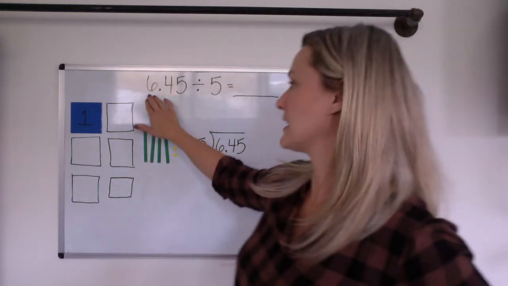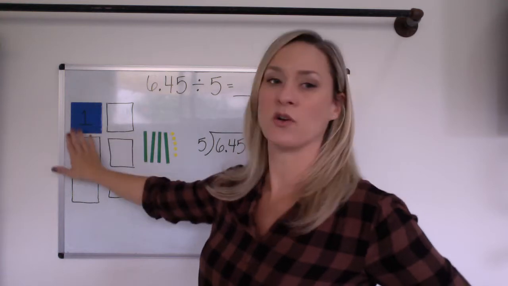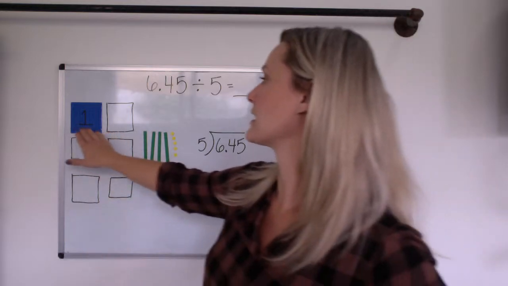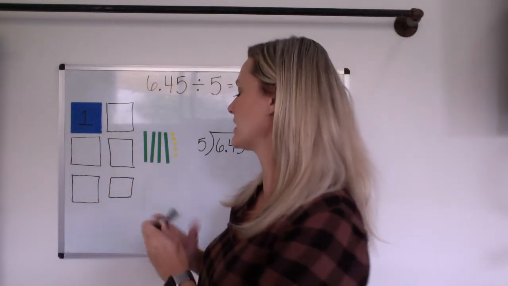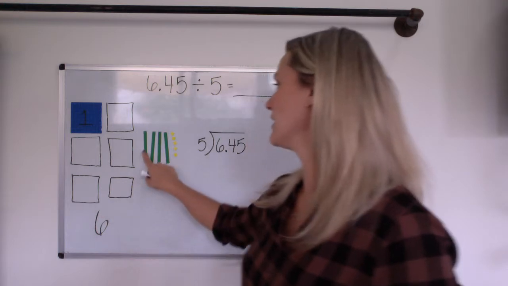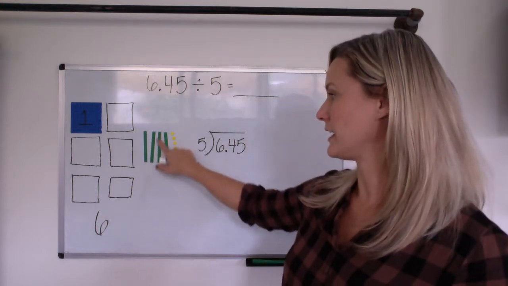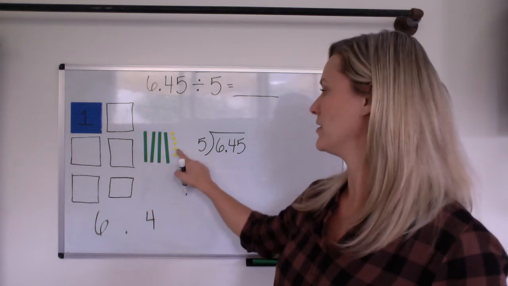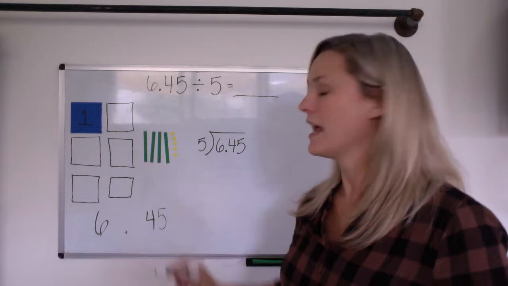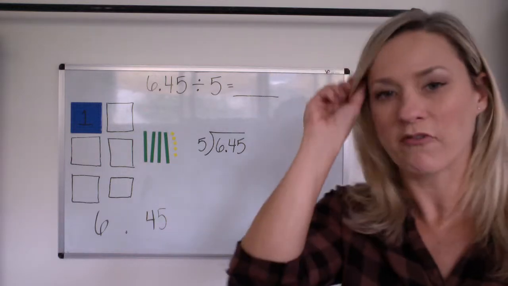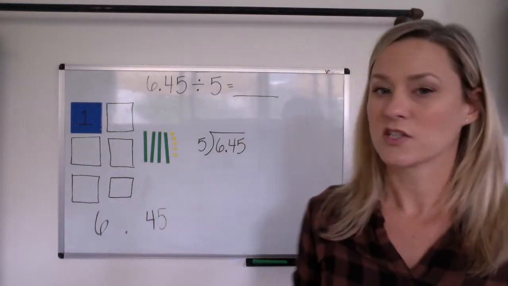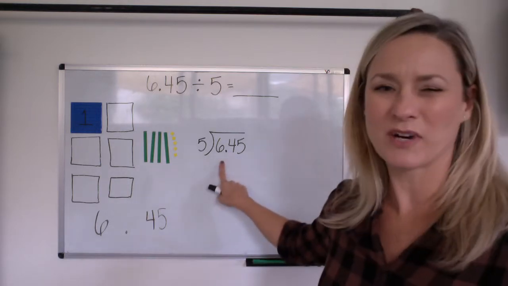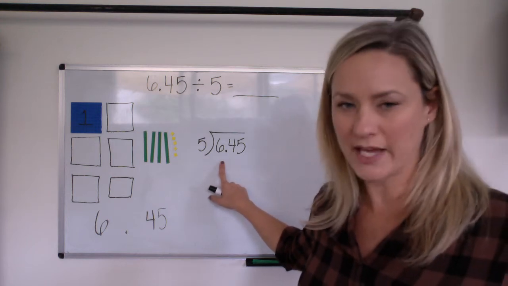All right, so I have 6. So I'm going to call this 1, and then I'm going to just draw out the rest of them for simplicity's sake. So 1, 2, 3, 4, 5, 6. This is my 6, and then my tenths are right here, and I have 4 of them. So this is my 4 tenths and my 5 hundredths, right? And we have to divide them into 5 groups equally. So we're going to take a peek at what that actually looks like when you divide it into groups, and then we're going to connect it to the moves that we actually make for long division.